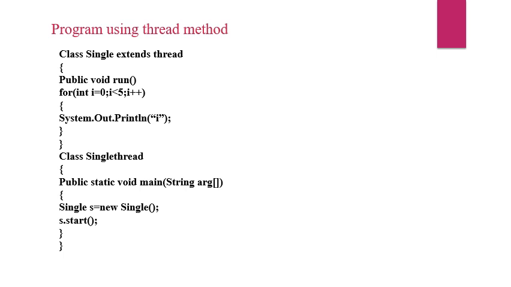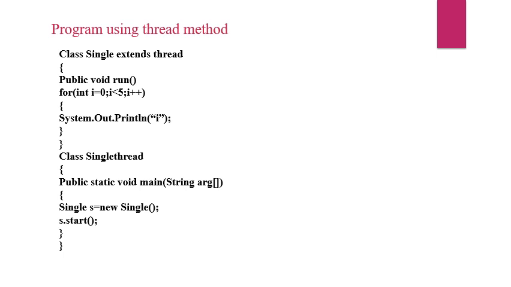Now in the main function, I've created an object s by using the class name Single, which is my derived class. With the help of this object we can access the methods of the Thread class. Here I'm trying to access the start method. This start method will automatically call the run method, which is available in the Single class. It implicitly calls the run method, executes the statement, and prints the numbers 0, 1, 2, 3, 4.